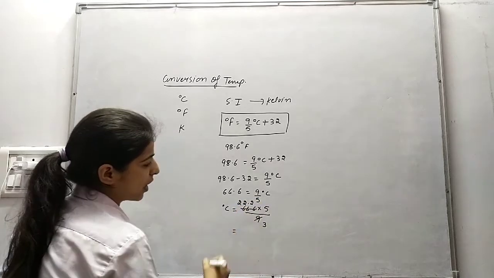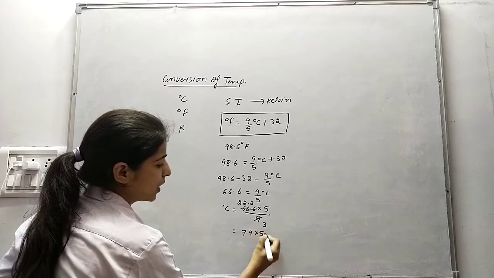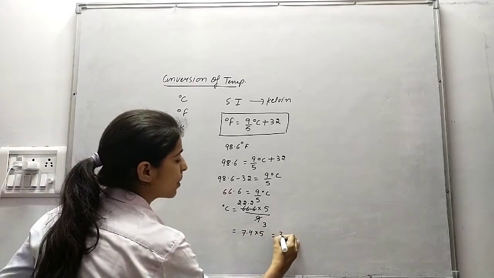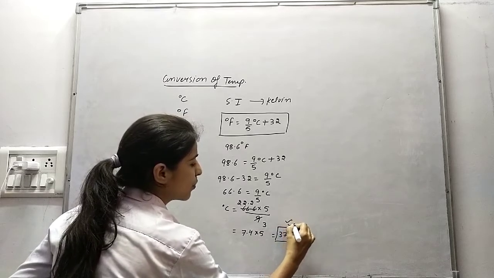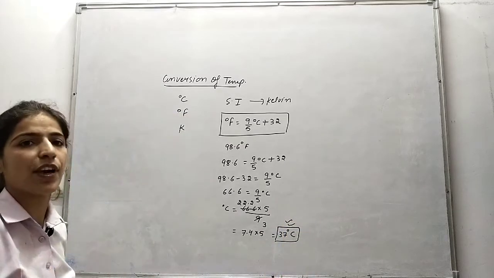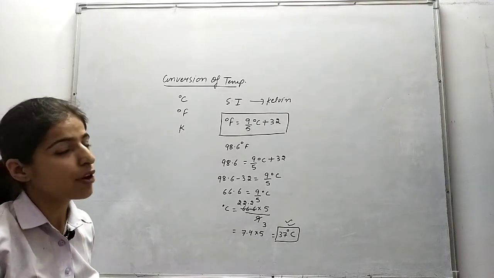And again we can cut, multiply this, and the answer will become 37 degree Celsius like this. Fine. So we can convert the degree Fahrenheit into degree Celsius and also the degree Celsius into the degree Fahrenheit.